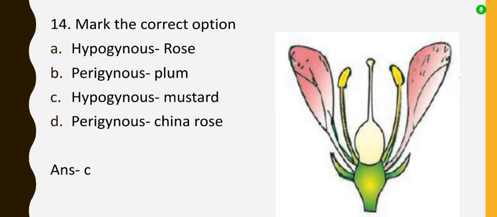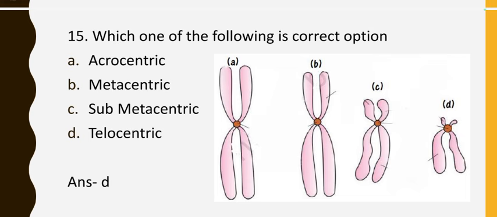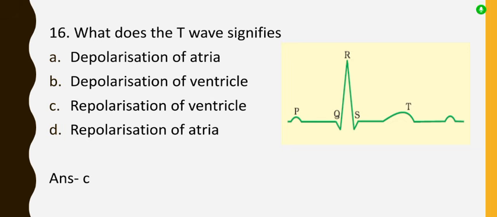Mark the correct option. Here the correct option is hypogynous flower, example mustard. Which one of the following is correct option? So the correct option is D, is telocentric. What does the T wave signify in ECG? The T wave signifies repolarization of ventricles.